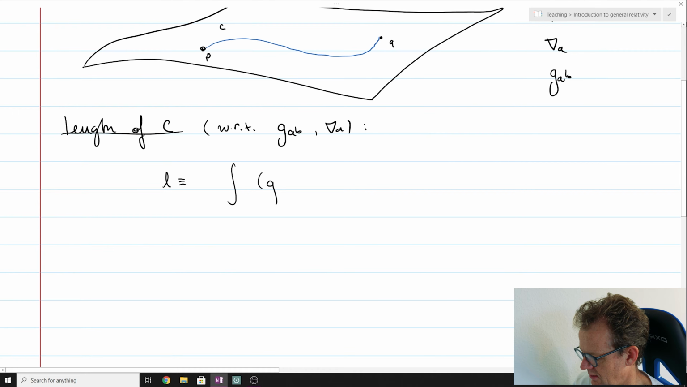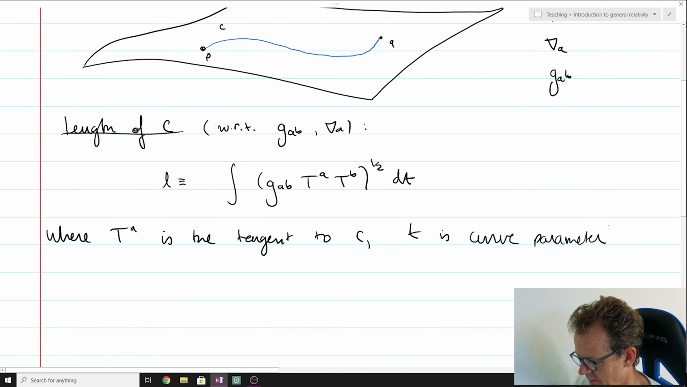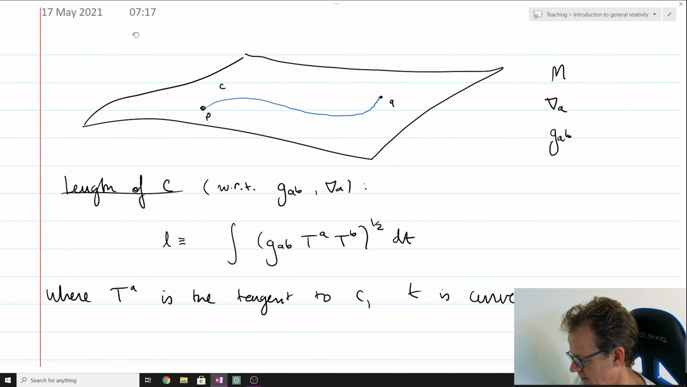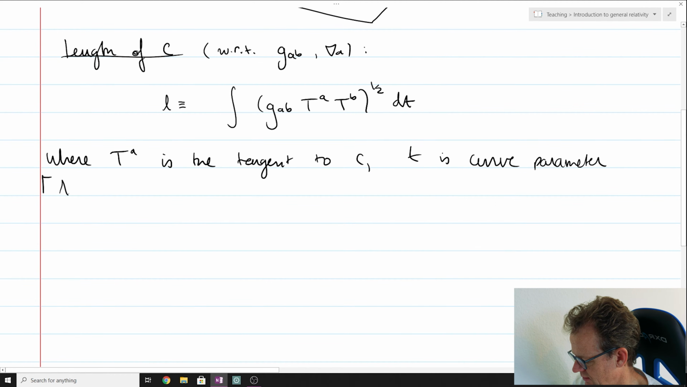You integrate over the length of the curve the inner product between the tangent vector to the curve, along the length of the curve. So T^a here is the tangent vector to C, and t is the curve parameter. So I'll draw on the picture here the tangent vector. To any point on the curve, we have a tangent vector T^a, introduced way back in the earlier lectures.